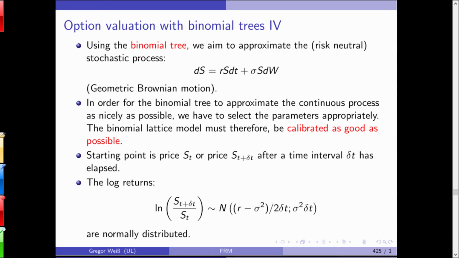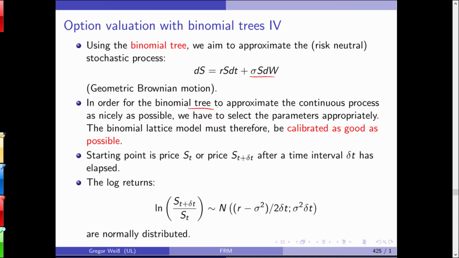Now, we try to approximate this geometric Brownian motion for the underlying. In continuous time, we would have dS equal to rS dt plus sigma S dW. So a geometric Brownian motion. Now, in order for the binomial tree to approximate this continuous process, we have to select parameters in such a way that the approximation gets optimal. So the calibration needs to be as good as possible, and the starting point is the price S_t, or the price after a short period of time, S_{t+Δt}.